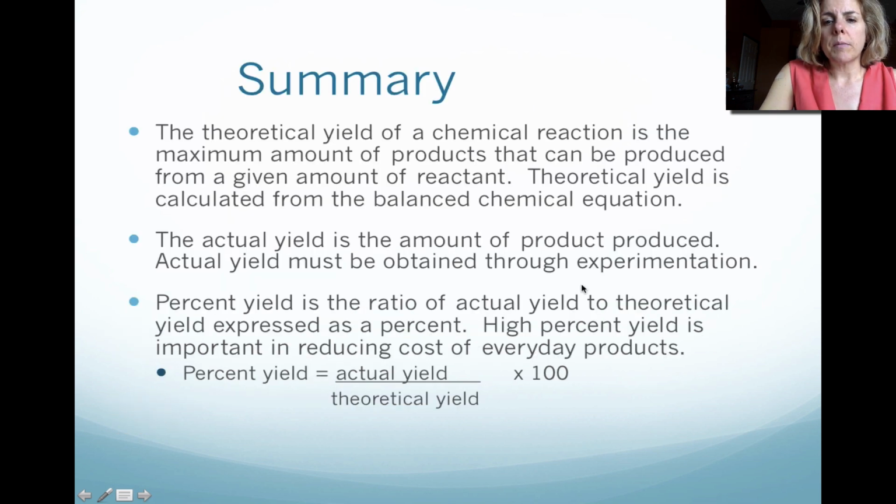Okay, so in summary, when we're looking at theoretical yield, we're looking at what is the maximum amount. If all of our reactant became product, that's what we would calculate. Now the actual yield is something that you cannot calculate. That has to be something that you get measured in the lab. And then just for figuring out the percent yield, all you have to do is take the actual yield divided by the theoretical times 100.